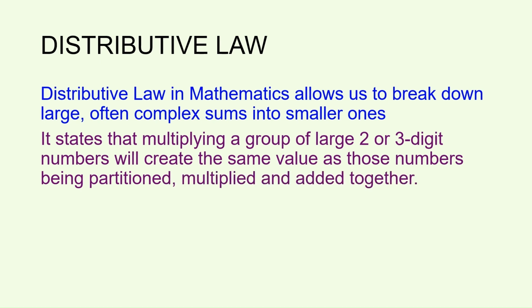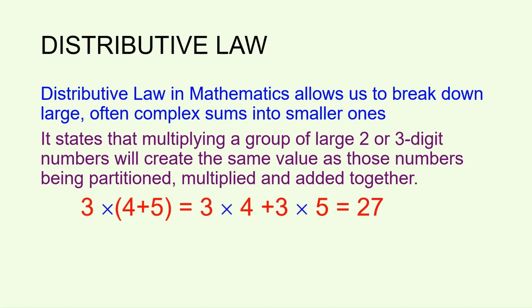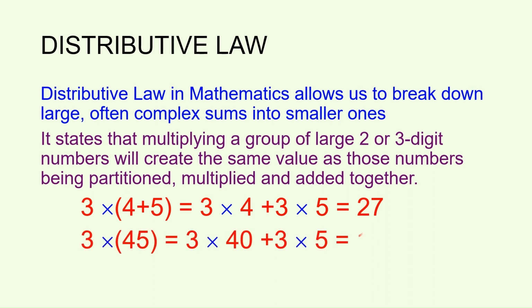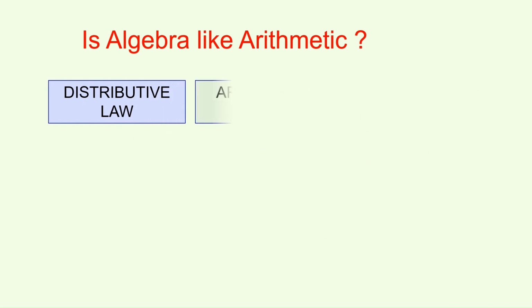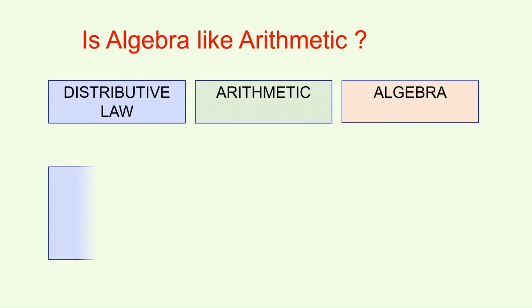3 times 4 plus 5 equals 3 times 4 plus 3 times 5 is equal to 27. 3 times 45 equals 3 times 40 plus 3 times 5 is equal to 135. See more explanations of distributive law in this chart.